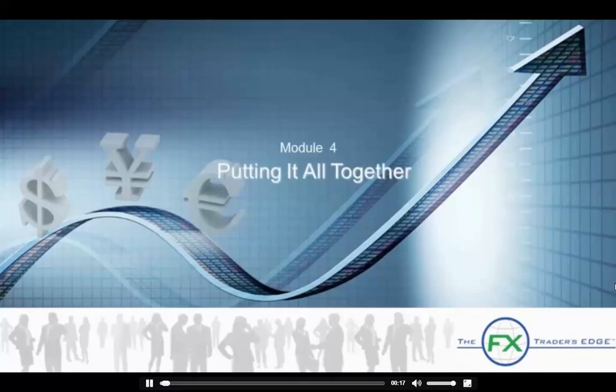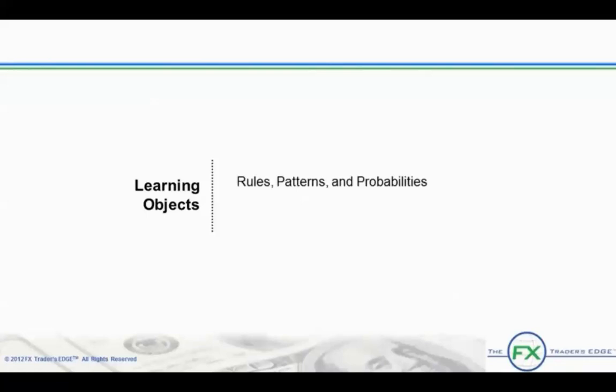Module 4, Putting it all together. In Learning Object 1, we will learn about rules, patterns, and probabilities, and the Elliott Wave trading map.